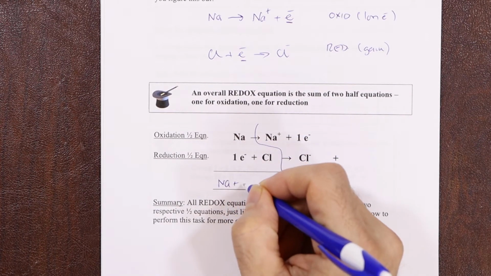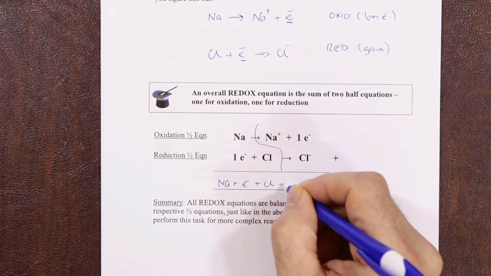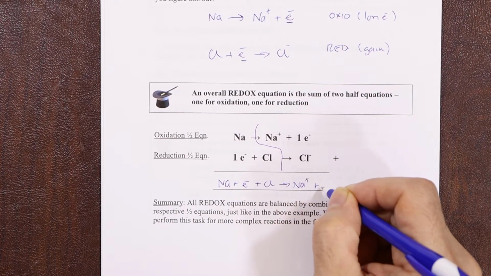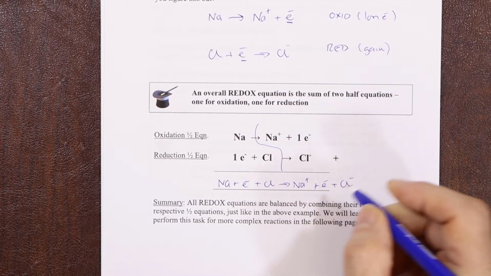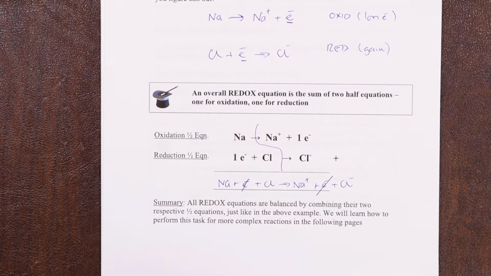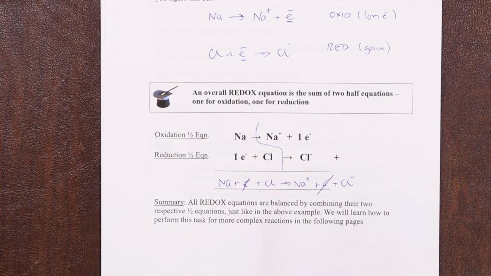So Na plus an electron plus a Cl goes to Na plus an electron plus Cl minus. What cancels? The electron. In any redox process, a consistent number of electrons must cancel. That implies it's correctly balanced. I can't transfer a different number of electrons. What's lost by one is gained by the other. It has to be the same number. So the final equation is just gained by combining the two half equations. All right, so hopefully that's kind of familiar.